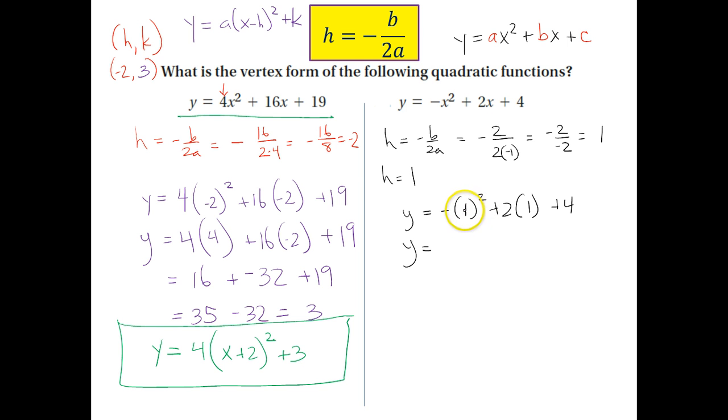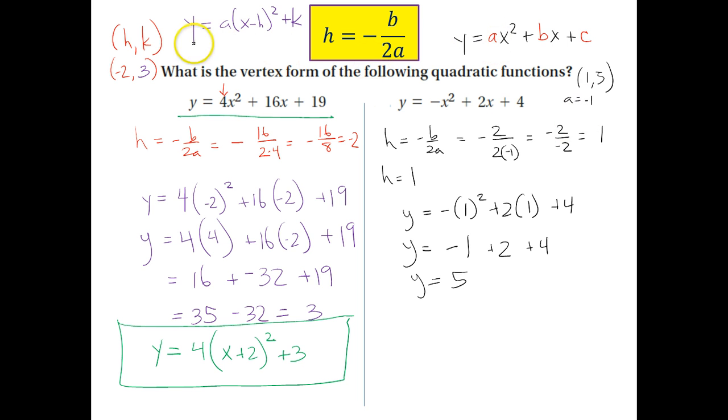1 squared is 1 times 1, which is 1. And then I apply the negative. So this is going to be negative 1 plus 2 plus 4. That makes 6 minus 1, which is 5. So my vertex is going to be 1, 5. And my a value is negative 1.